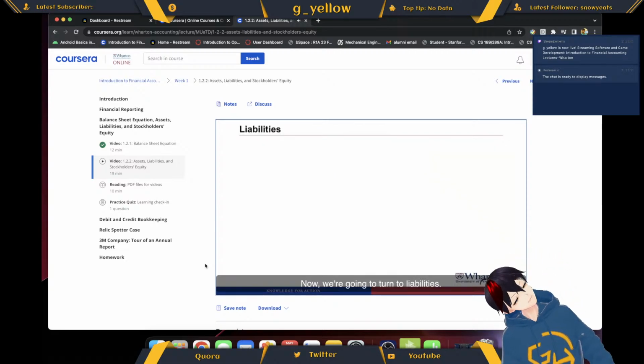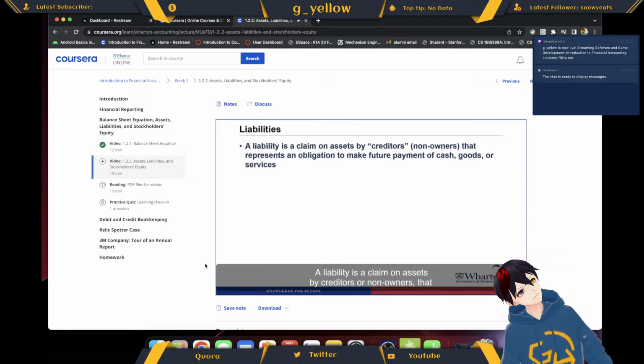Now we're going to turn to liabilities. A liability is a claim on assets by creditors or non-owners that represent an obligation to make future payment of cash, goods, or services.